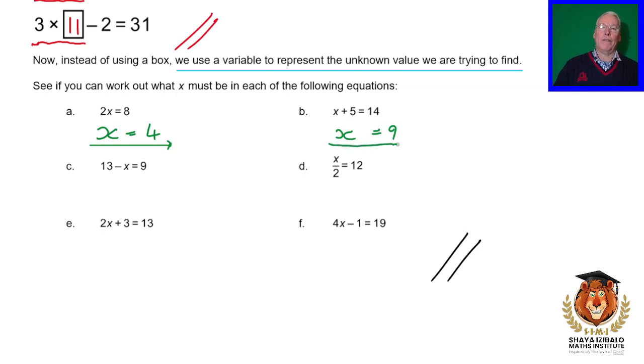Notice we're writing our answer underneath and we're underlining our answer. 13 minus x equals 9. 13 subtract some number to get 9. Well, x must be 4. That number must be 4. x divided by 2 is 12. What number divides by 2 to give us 12? x must be 24.